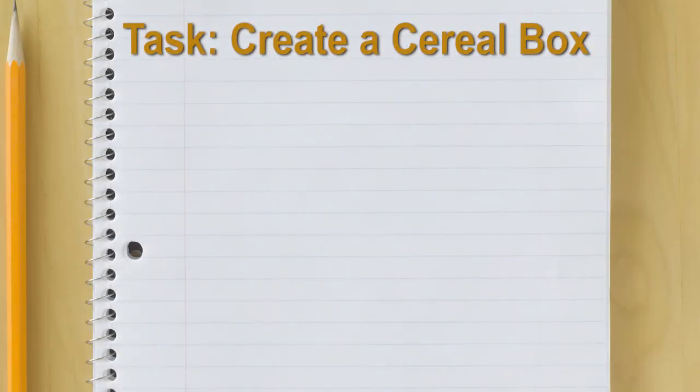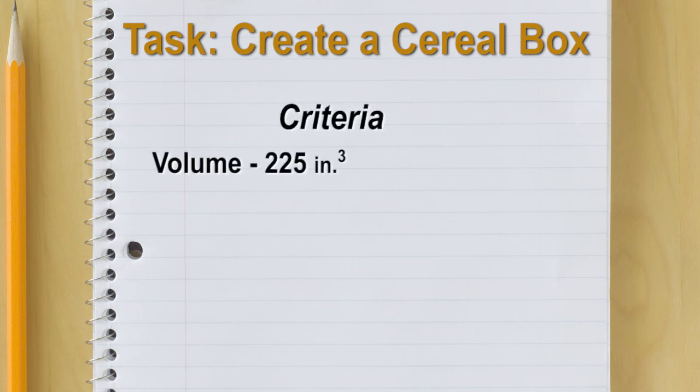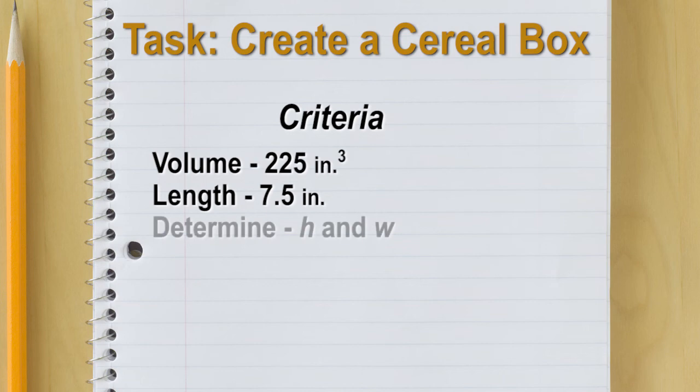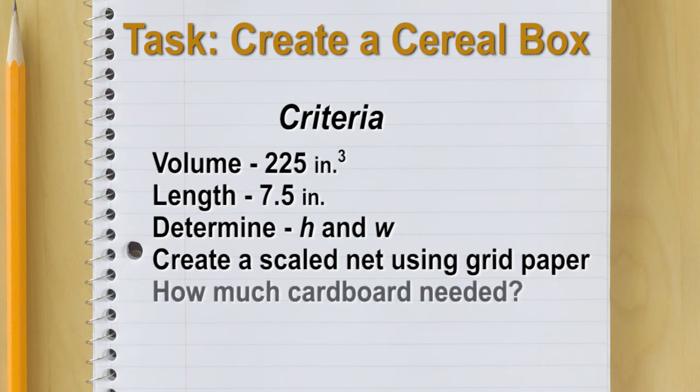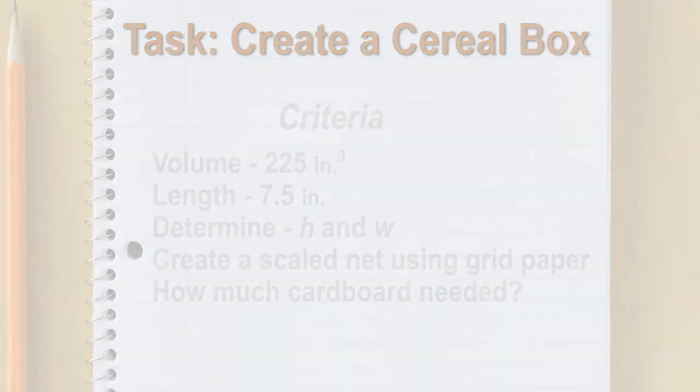Your team is responsible for designing a cereal box to meet a specific set of criteria. The volume of the box must be 225 cubic inches. The length of the box must be 7 1/2 inches. Determine the height and the width of your box. Create a scaled net of the box using grid paper. Use the net to calculate how much cardboard is needed to create each box, assuming there are no overlaps.